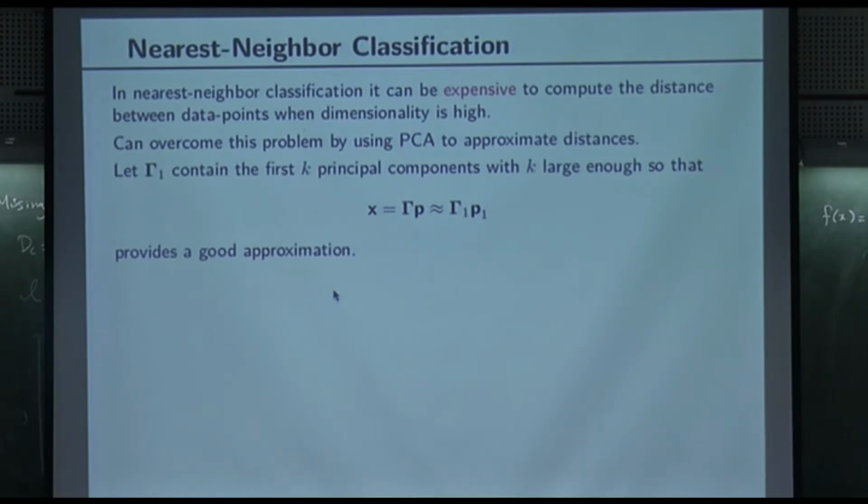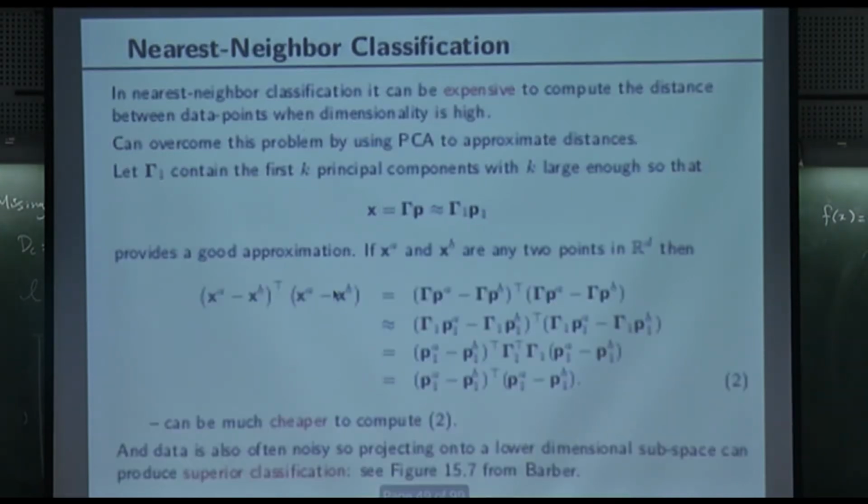So let gamma 1 contain the first k principal components for k reasonably large. P1s are actually the principal components, gamma 1s are the factor loadings. So X is approximately gamma 1 times P1. So this gives a very good approximation.